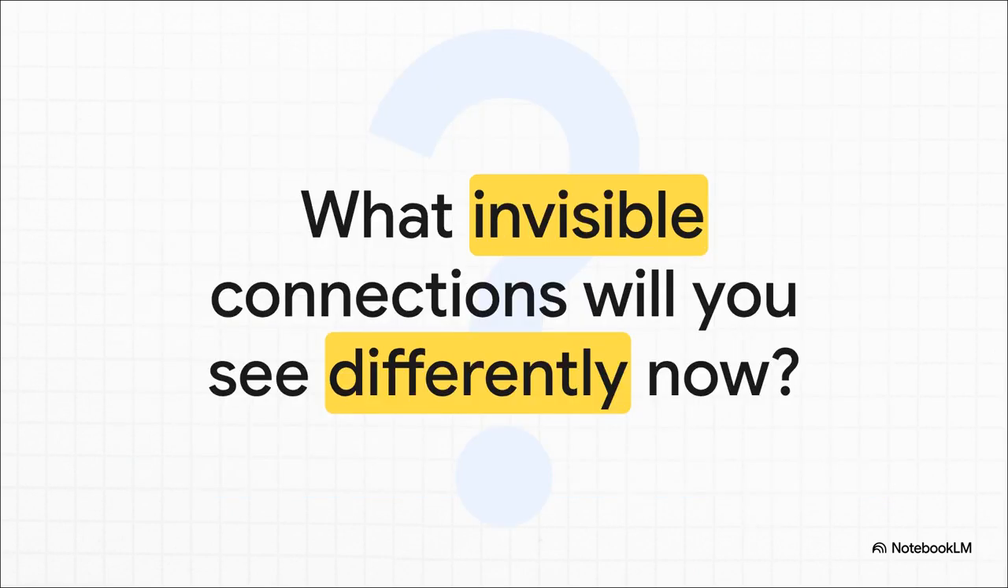So the next time you tap a button in an app, maybe you'll think about those API detectives who ran thousands of tests, collecting clues and closing cases, all just to make sure that simple little tap works perfectly for you. What invisible connections will you see differently now?